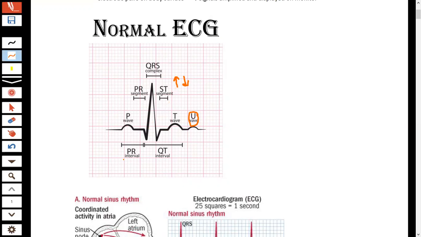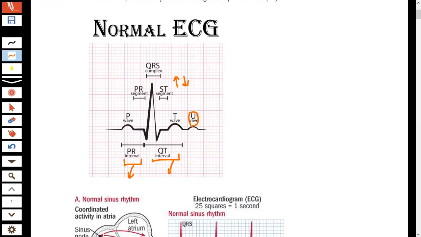If we talk about the intervals here, suppose the PR interval, between the onset of the P wave and the QRS complex, this basically shows the AV nodal conduction. Then if we talk about the QT interval, the QT interval is the total duration of ventricular depolarization and repolarization.